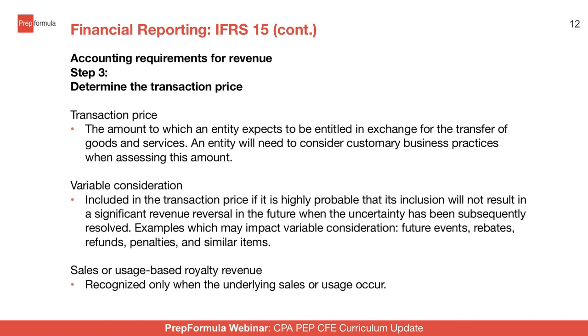Number 3, transaction price. So, this might sound kind of obvious, and in most deals, the transaction price is straightforward, right? It's the amount which an entity expects to be entitled to in exchange for this transfer of goods and services. So this is the amount that you will receive. Now, an entity will need to consider customary business practices when assessing this amount.